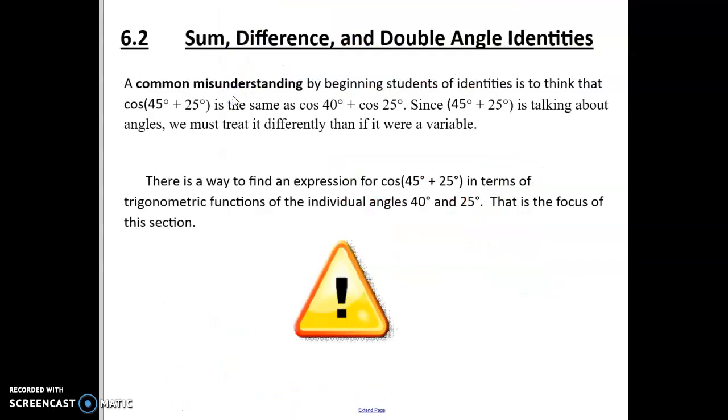Alright, section 6.2 is the sum, difference, and double angle identities. So now we're going to do all the rest of the identities from your formula sheet. Now this is very important. A common misunderstanding by beginning students of identities is to think that cos 45 plus 25 is the same as separating it into cos 45 plus cos 25. But since 45 and 25 degrees are angles around a circle, we have to treat this differently. You can't just split something like this up because we're talking about where it is around a circle. There is a way to find the expression for cos of 45 plus 25 in terms of trig functions, and that's the focus of this section.